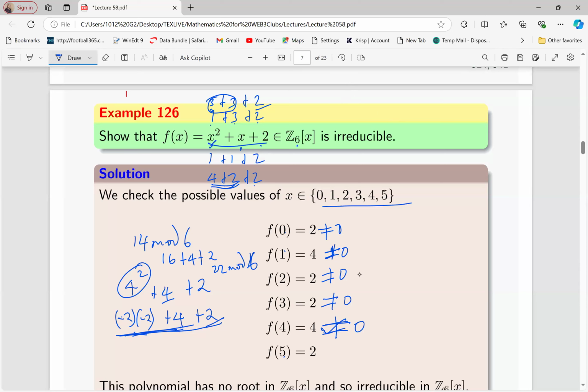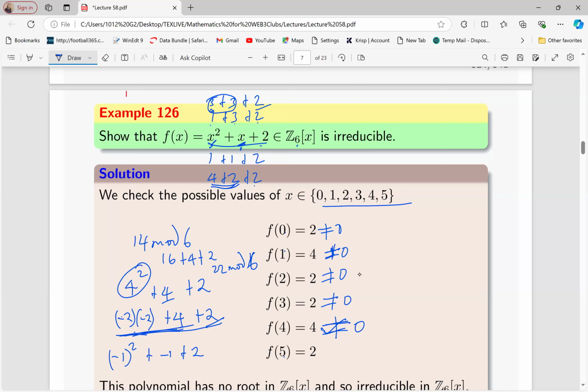What about 5? 5 is the same as negative 1. So negative 1 square plus, you can even say plus negative 1, and then plus 2.